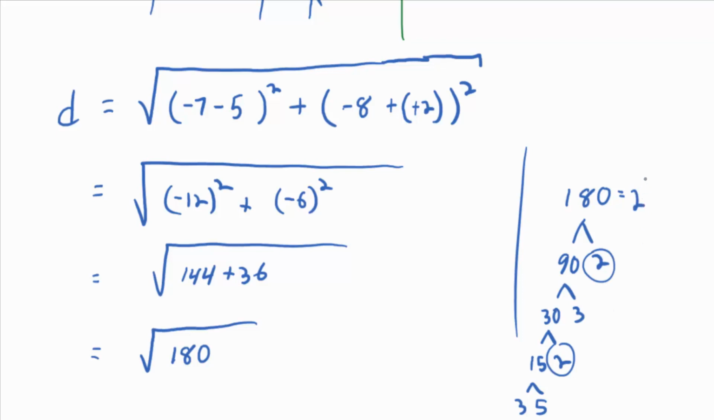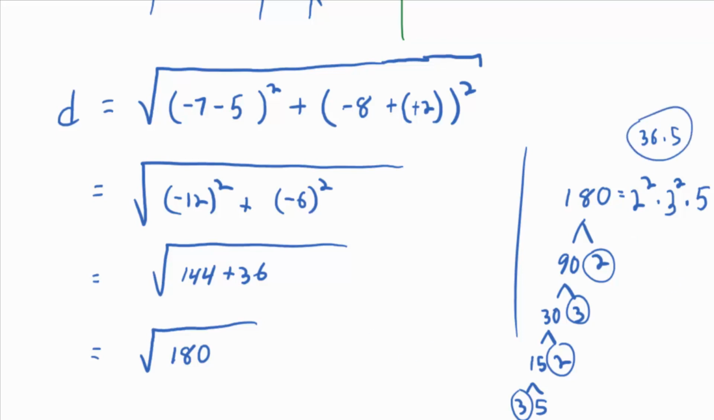So 2 squared, and then 2 3's, times 3 squared, times 5. Make sure that's right. So what is that? 4 times 9? 36 times 5, I think will get you 180, won't it? Yeah. So just double check it, right?